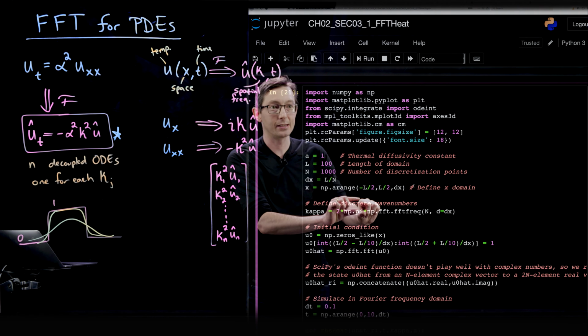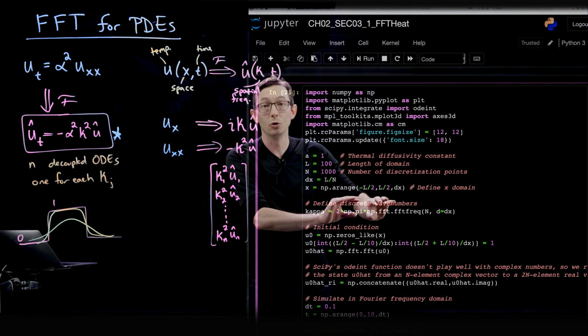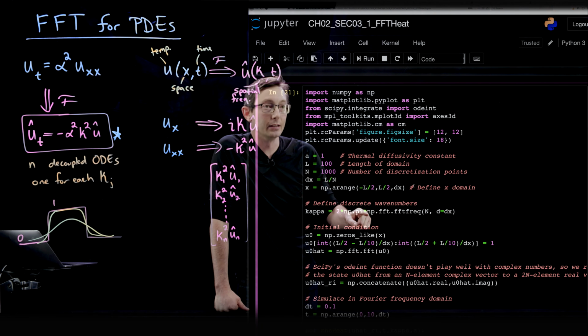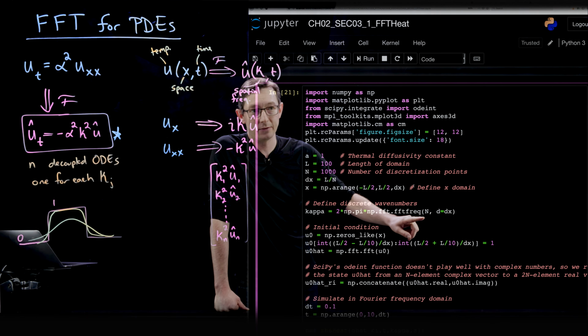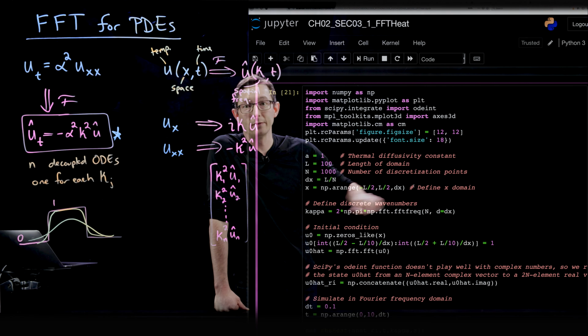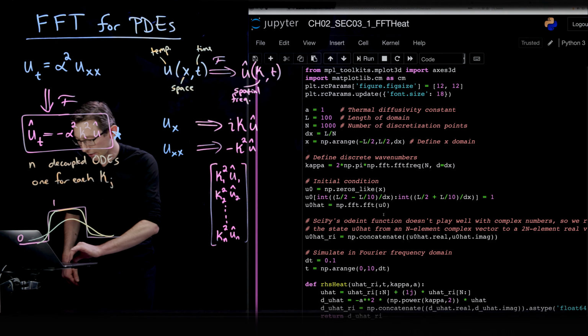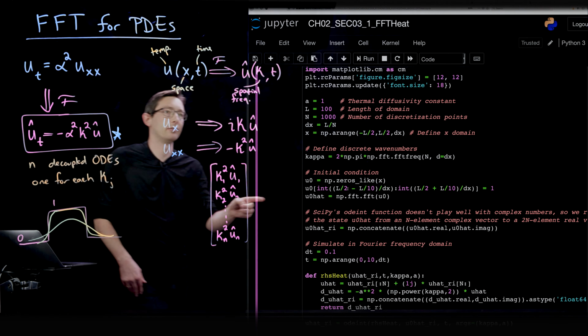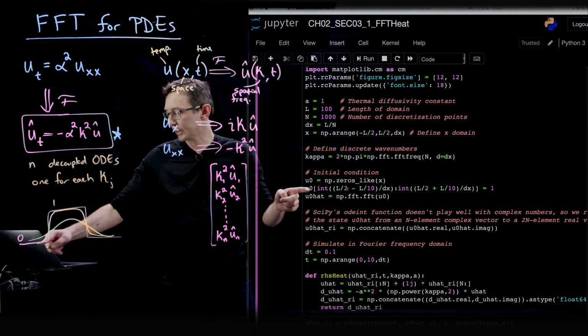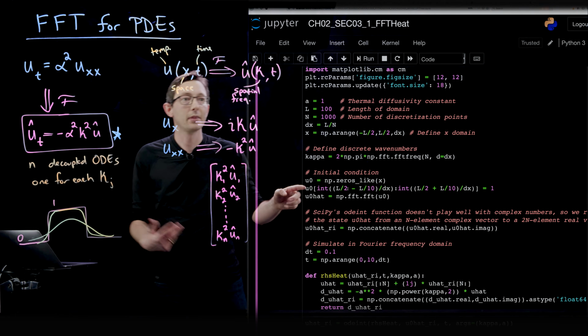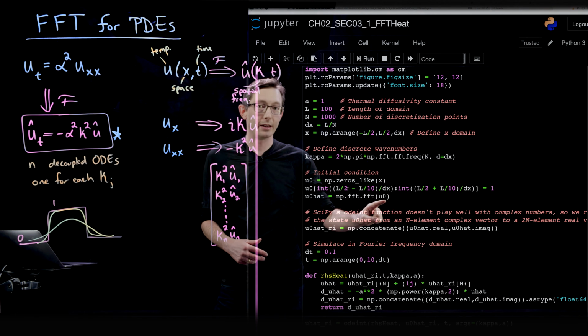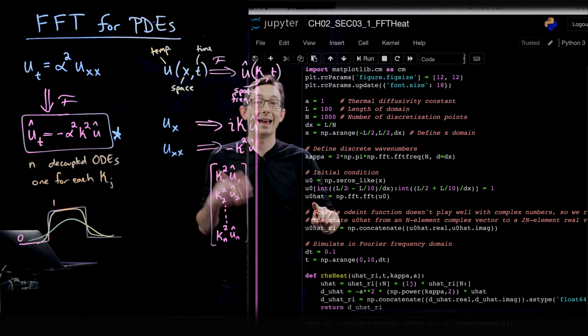And this is actually kind of nice. In MATLAB, this would be kind of 2 lines of code. In Python, you just use numpy.fft.fftfreq, and it'll give you this kappa vector. Okay, and then we're going to create our initial conditions here. So we have an initial condition that looks like this top hat function, and we're going to Fourier transform that initial condition to get u naught hat.